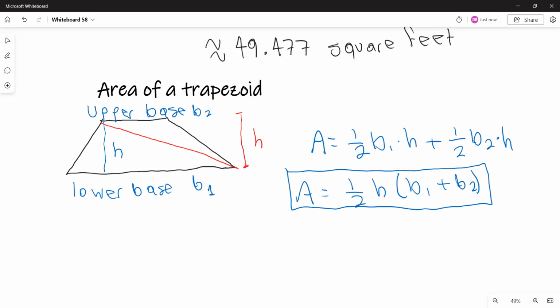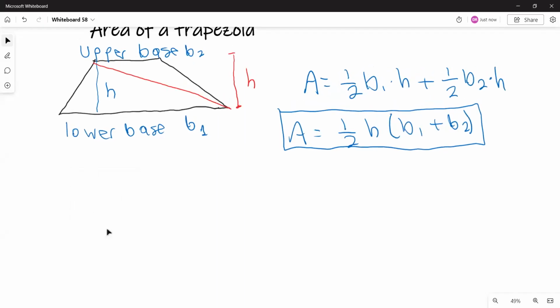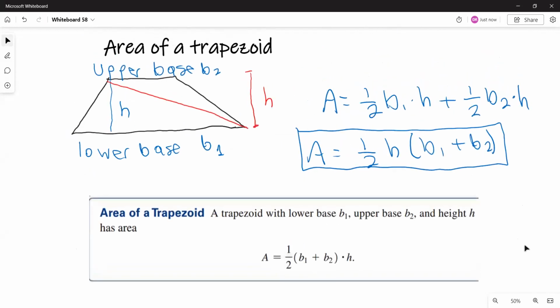So I'm going to copy the formal statement. And remember, multiplication is commutative. So I changed the order to what the book does, but multiplication is commutative. So a trapezoid with lower base B1 and upper base B2, and height h, has area 1/2 times lower base plus upper base times height.